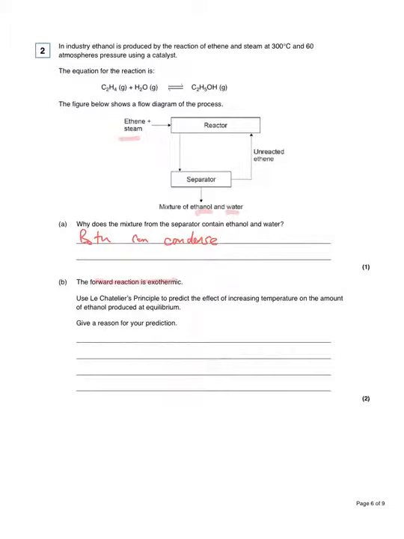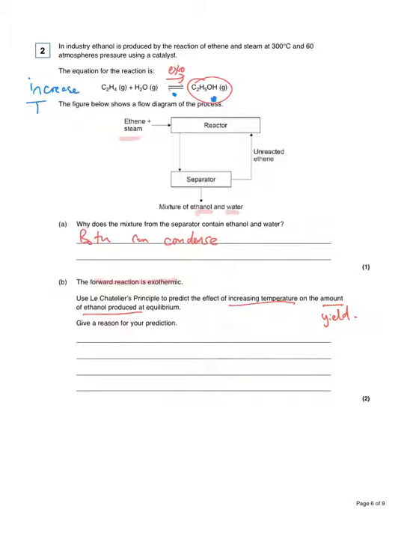So the forward reaction is exothermic. So going in that direction, it's exothermic to produce this product. Use Le Chatelier's principle to predict the effect of increasing the temperature on the amount of ethanol produced. So this is the yield. Okay, so if I increase the temperature, increase T, how will this affect the equilibrium, and how will it affect how much of this I make, the yield?